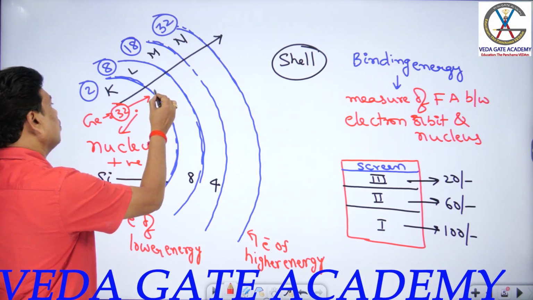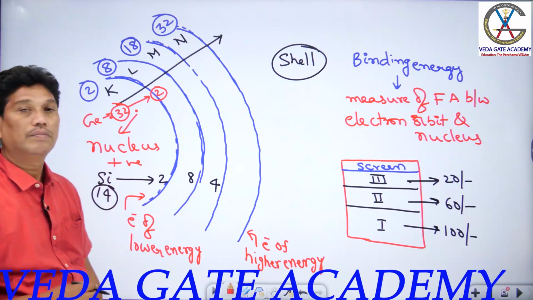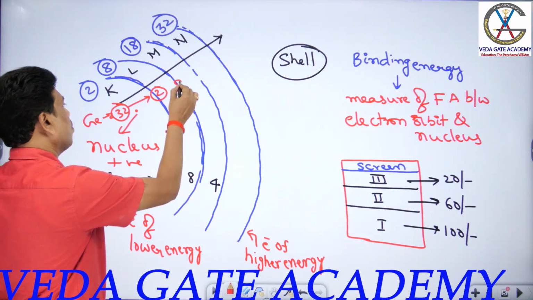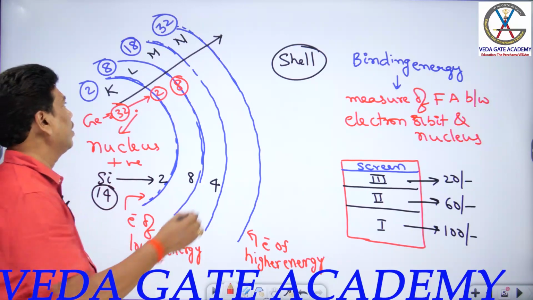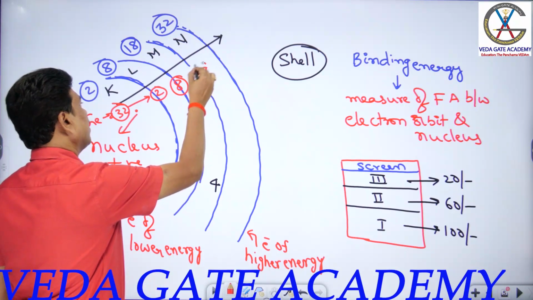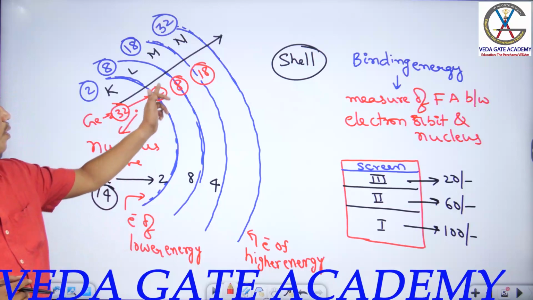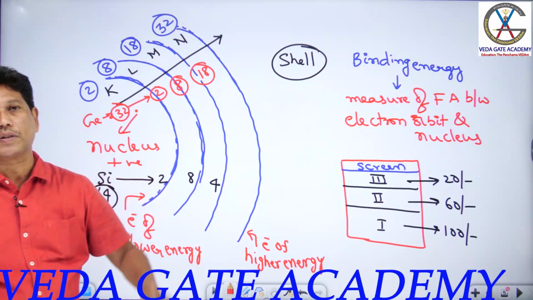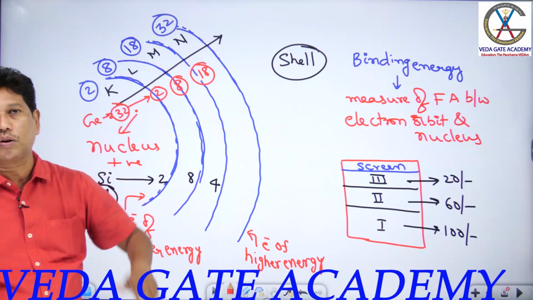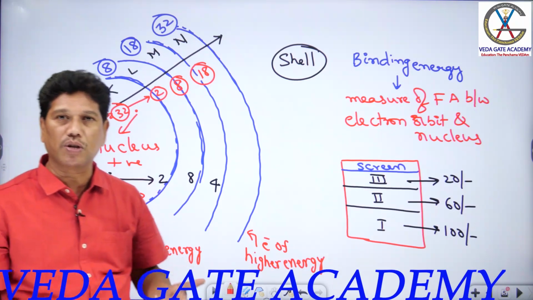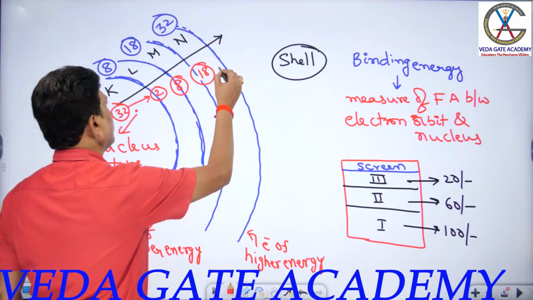First one, 2. Over. Next, 8 over. Correct? 2 plus 8, 10 over. Next one, 18 is there. Over. So 2 plus 8, 10, plus 18 means 28. So this is for germanium: 2, 8, 18, 28 over. Then how many are left out? 4 are left out. That should be here.